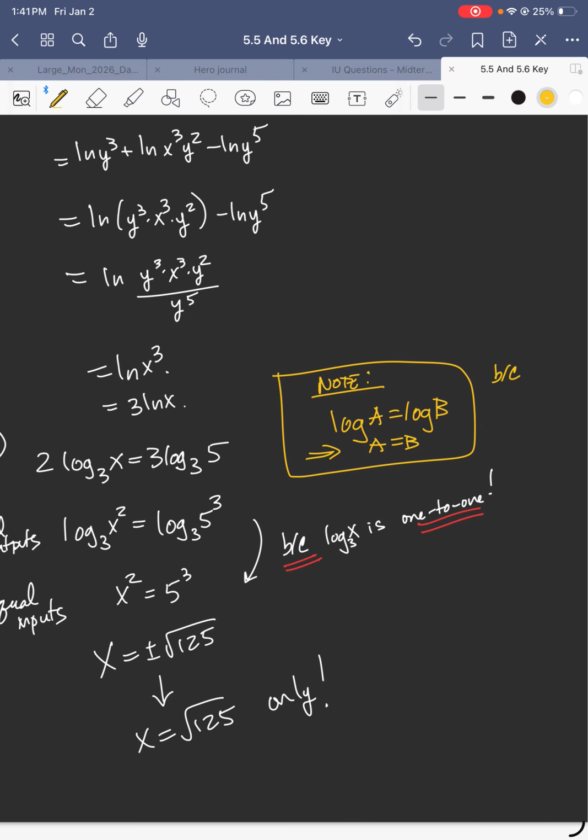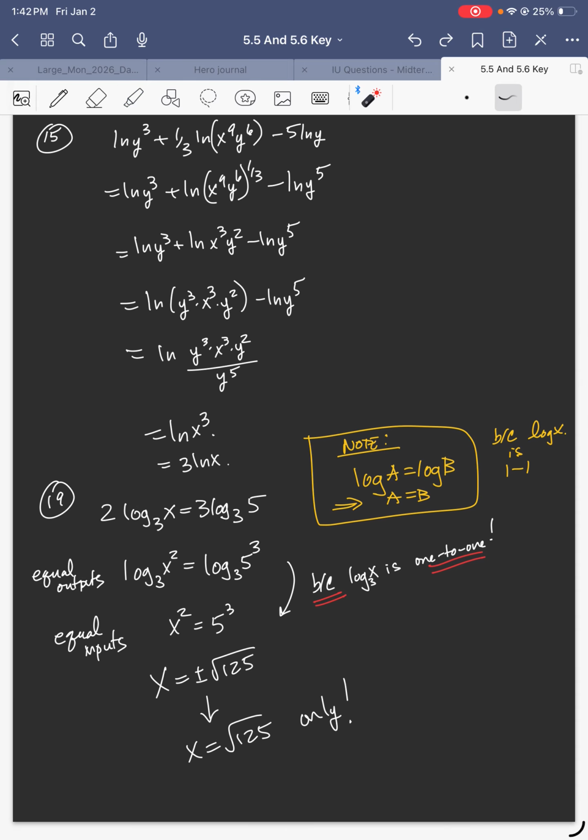That is because log is 1 to 1. The log of x is 1 to 1, that function. So if you have equal outputs, you must have had equal inputs. That's because log is 1 to 1. That's why you can now use this property.